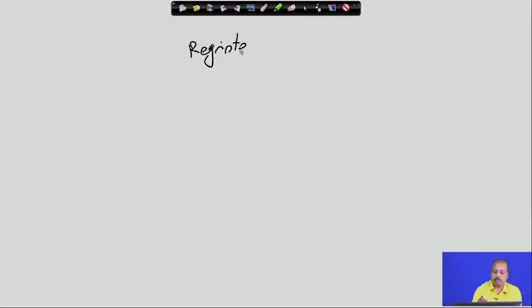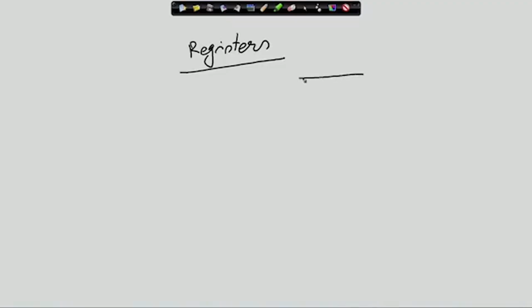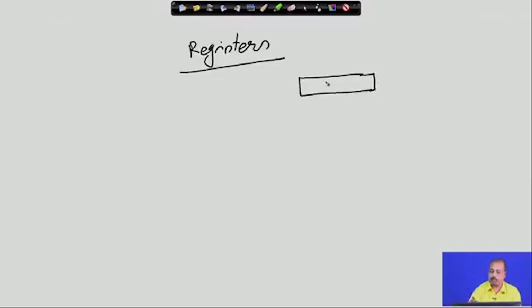Next, we will look into another important topic that we will need for this microcontroller course, which is the concept of registers. In the last class, I introduced the concept of registers, and I said that a register is a sequential element and it stores the values of some bits. If this is a 4 bit register, it can store a 4 bit value.